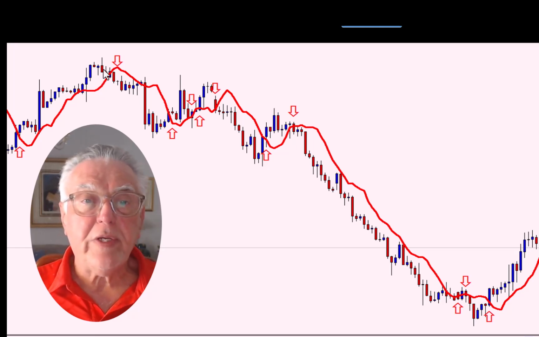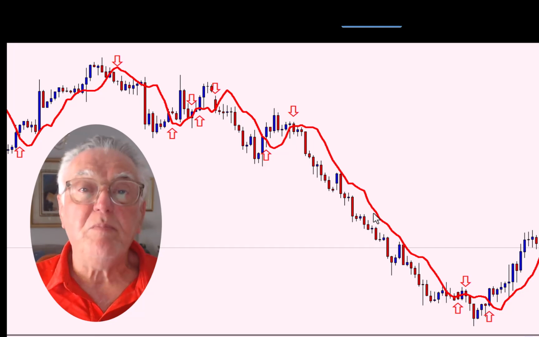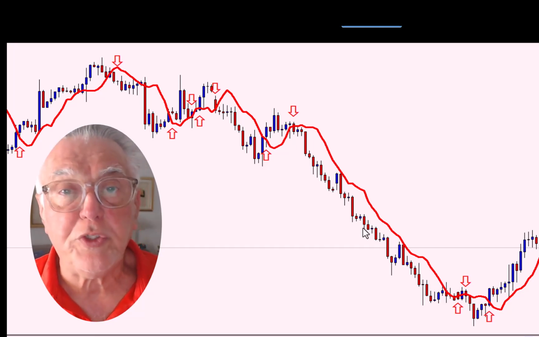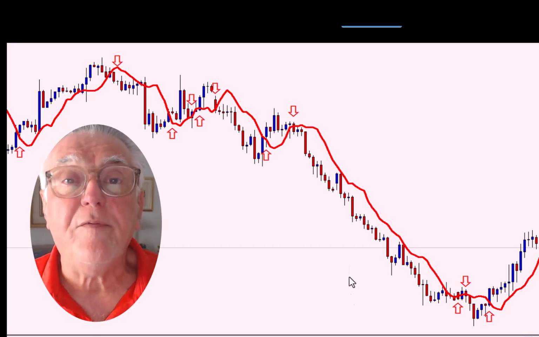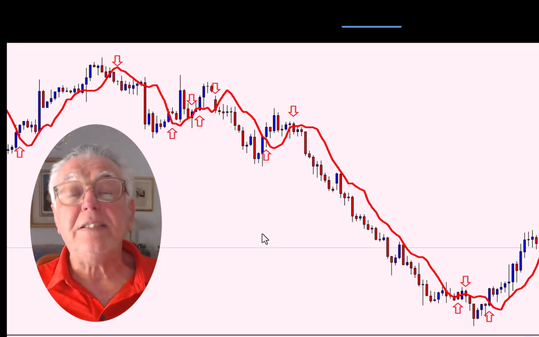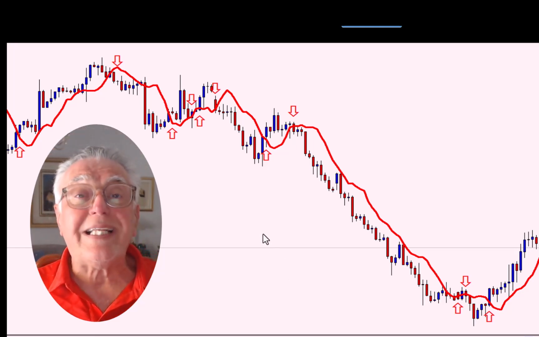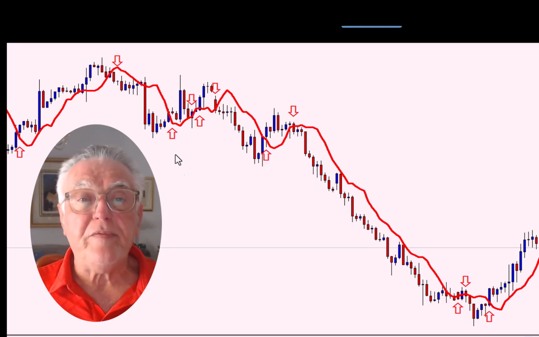So here you can see this is a moving average. The moving average has been offset or shifted by 4. It's a 4 moving average, and that is also called the magic moving average because it captures trends beautifully. So let's start here.